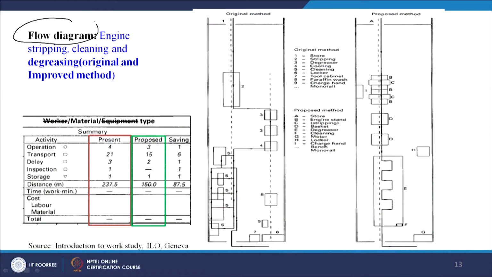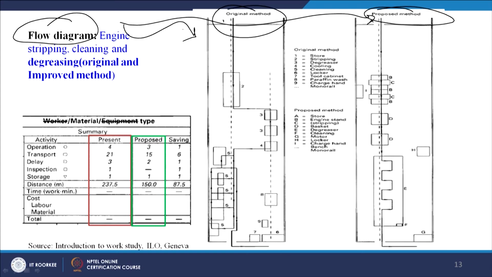Now this is one example which we have already seen. This is another flow diagram here. This is the flow diagram, this is the original method, and the other one is the proposed method. This is the proposed method, this is the original method.